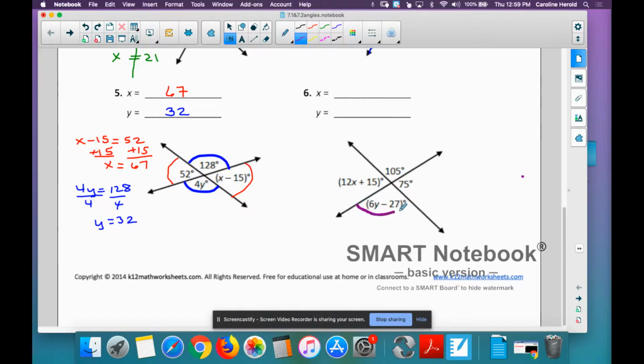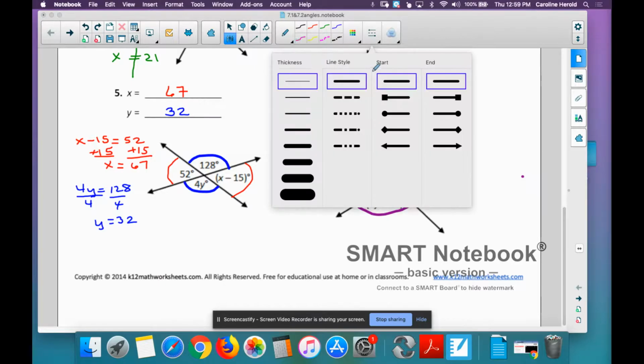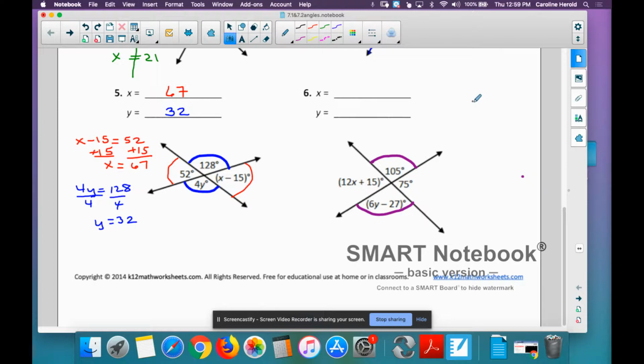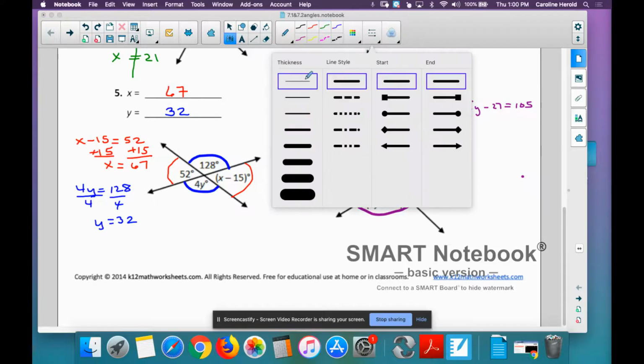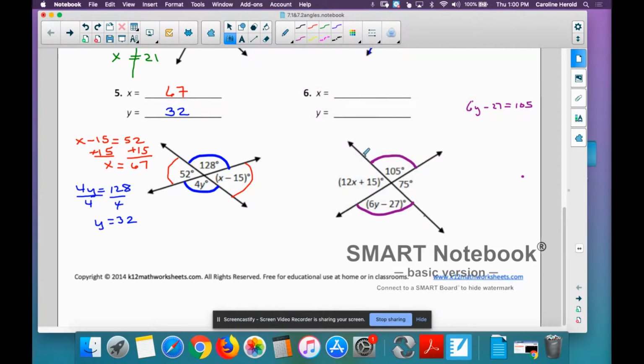Find a set of vertical angles. Set up an equation. 6y minus 27 equals 105. Now let's set up the other set of equations. I see 12x plus 15, and that has to be the same as 75. So 12x plus 15 equals 75. Now remember, this is a little bit harder than the one-step problems, but they're still doable, right?